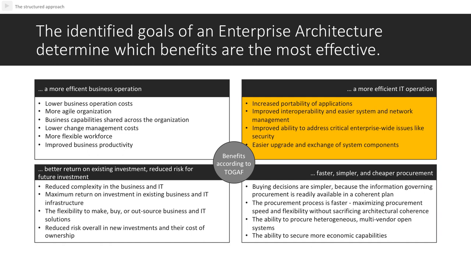Key benefits for IT operations are: 1. The reusability and portability of IT applications without the limitations caused due to procurement restrictions. 2. A better interoperability between IT systems and a more effective network management. Interoperability relates especially to compatible system interfaces and the capability of loss-free data exchange.